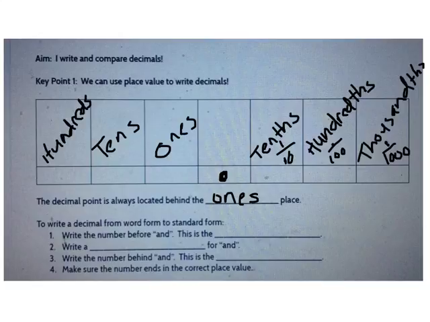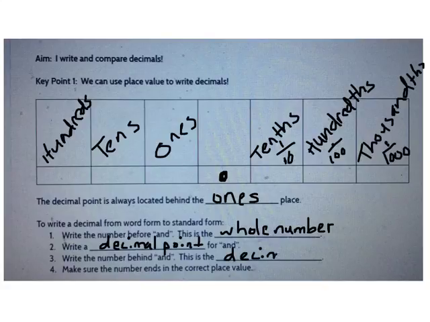We can use those place values to help us write decimals. If a decimal is written in word form and we want to write it in standard form, we can take a certain amount of steps. First, we're going to write the number before and. That's the whole number. Then we're going to write a decimal point for and. We'll write the number behind the and. That's the decimal. Then we'll use zeros to make sure that number ends in the correct place value.